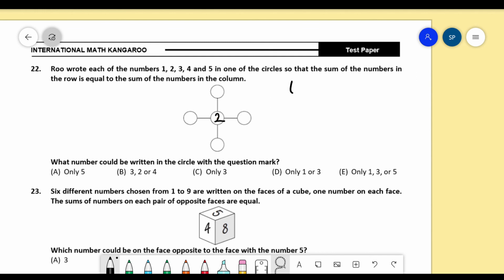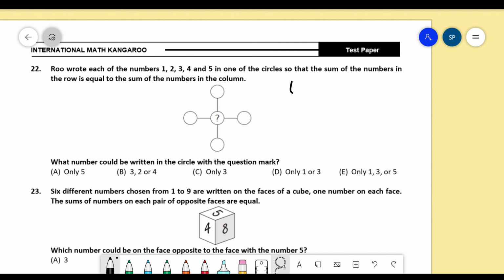So we cannot do 1 plus 3, which would be 4, and then 4 plus 5 is 9. Those are not equal. 1 plus 4 is 5, and then 5 plus 3 is 8. Nope. 1 plus 5, 6. 4 plus 3, 7. Those two are also not equal. Even though they're just off by one, they're not equal, which means 2 is not possible. So we are not going to write 2 here.